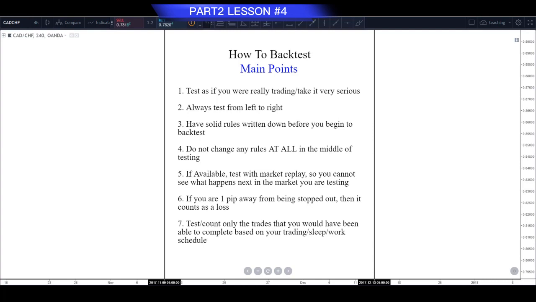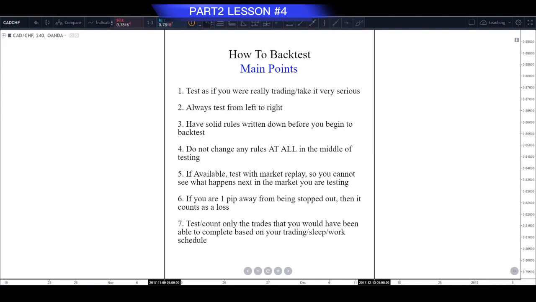So some of the universal main points of backtesting: number 1 would be test as if you were really trading. In other words, take this backtest very seriously. And the reason this is important is because backtesting is going to be the foundation of your trading strategy. The backtesting you do will give you the opportunity to adjust rules of the strategy in order to improve it. It will give you the opportunity to adjust the stop loss and the target.